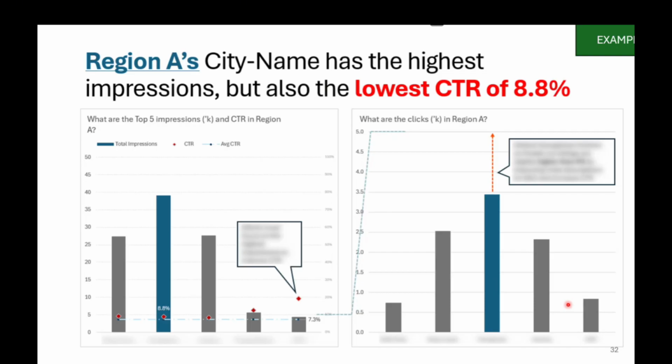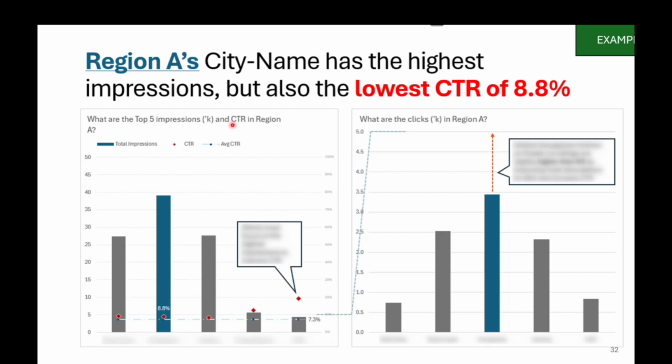So what I have here is the question: what are the top 5 impressions in thousands and the CTR? This is already company-wide jargon, so I don't need to explain what this is. But for all of you, CTR means click-through rate. Out of so many impressions that you see on, let's say, the Shopee app, how many ads do you actually click through? That is the click-through rate, right?